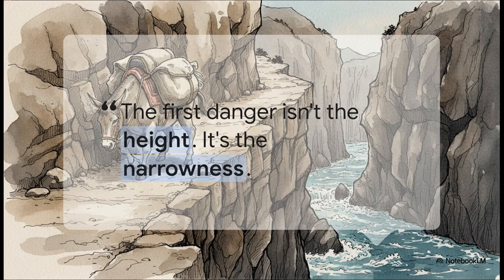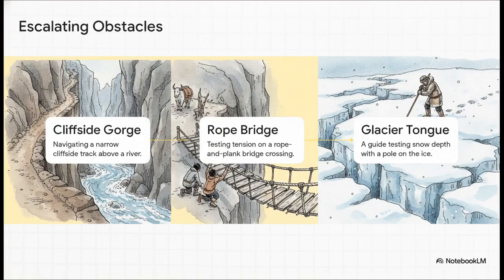And as the caravan gets moving, we hit this striking piece of narration. The first danger isn't the height, it's the narrowness. The camera directions here are so fascinating. The script instructs the virtual camera to stay close and low. No majestic, sweeping drone shots at this stage. Instead, it really wants to emphasize the terrifying claustrophobic exposure of a loaded animal trying to navigate a cliffside track with a roaring river far, far below. From there, the caravan has to negotiate escalating physical obstacles.